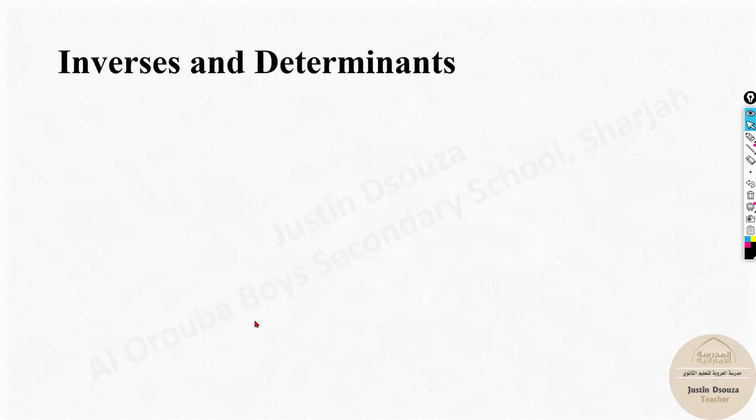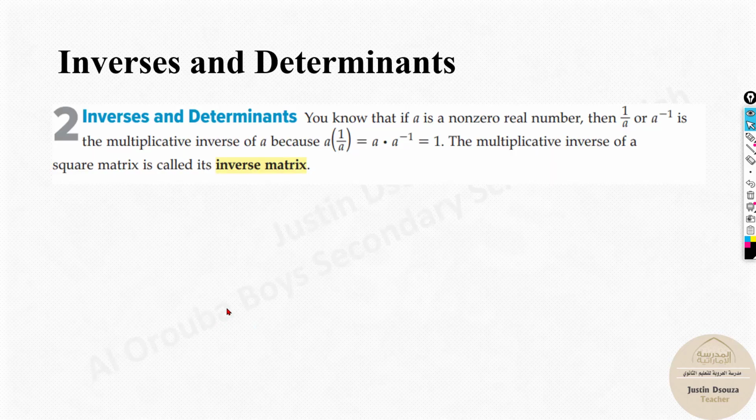Now let's look into inverses and determinants. This is another important topic. Now here, inverse means, now what is the inverse of x? X is x to the power minus 1 or 1 by x, x inverse. Same way, what is the multiplication? It's something that when you multiply, you get 1, isn't it? That is basically inverse. Normal inverse, we are speaking.